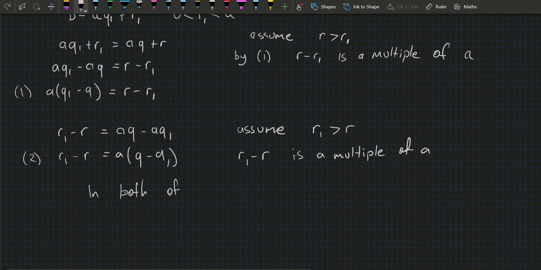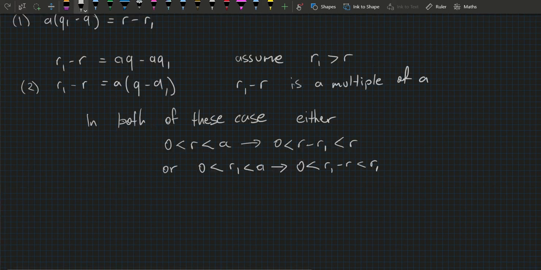Let me pause while I write this, so I won't make you sit through this. In other words, we're saying that if R was greater than R1, then R minus R1 is between 0 and R, obviously, and a factor of A. That just doesn't make sense.